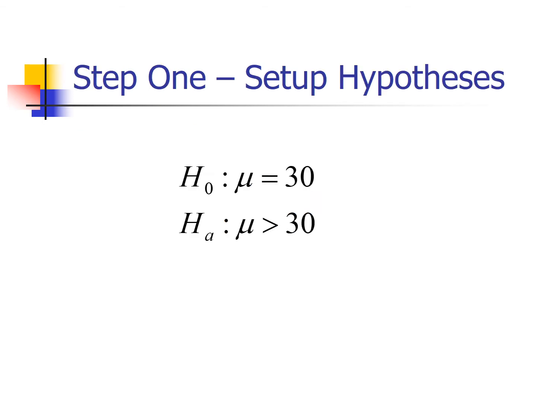So, step 1. Step 1 is set up our hypotheses. We did this in the previous PowerPoint. These are the hypotheses, right? So our alternative hypothesis is that the mean mu is greater than 30.